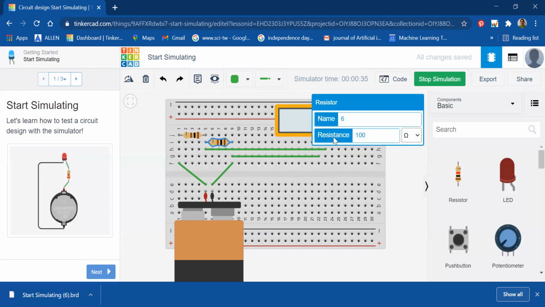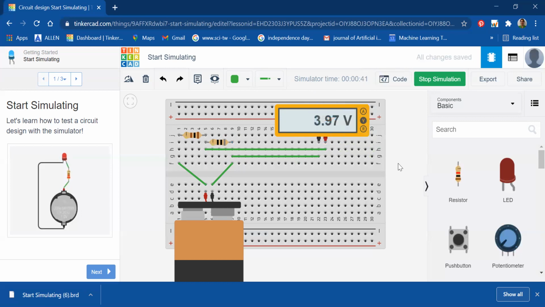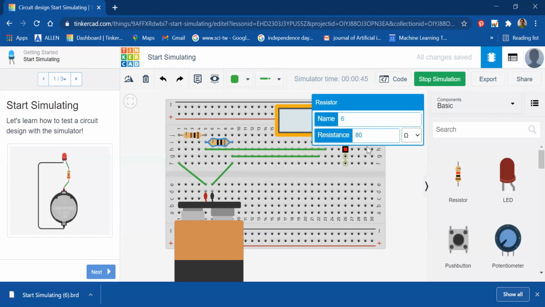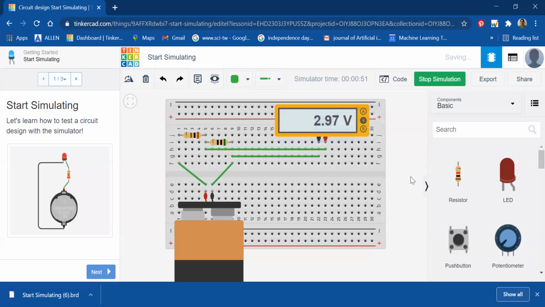Then change the value again. Keep on doing like this for all the value sets. It is 80 ohms, so the answer is 3.97. And lastly, make the value 50, and the answer is 2.97. Now we will be tabulating all the values on our whiteboard. So let's get back to our whiteboard and write down all the values.